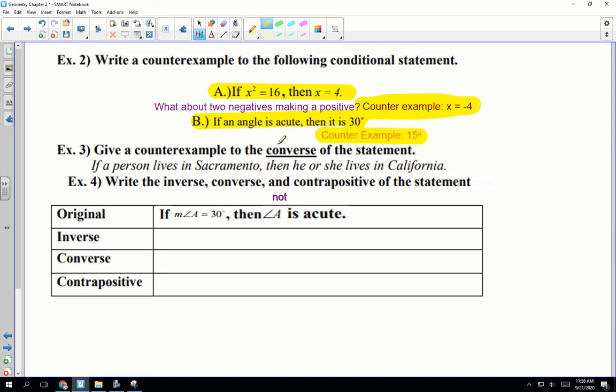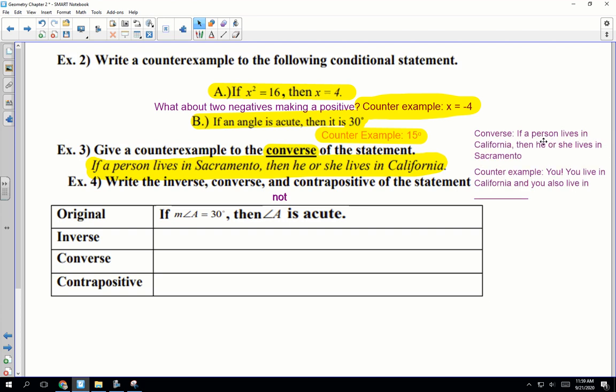All right, we're going to give a counterexample to the converse of this statement: if a person lives in Sacramento, then he or she lives in California. The first thing we have to do is create the converse of this statement. Before we can give a counterexample, we need to know what the converse is. The converse, remember, is when we switch the hypothesis and the conclusion. So: if a person lives in California, then he or she lives in Sacramento.